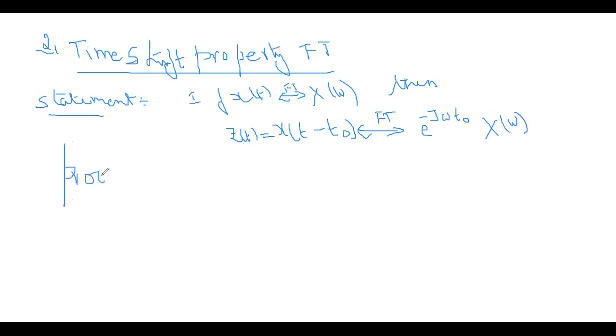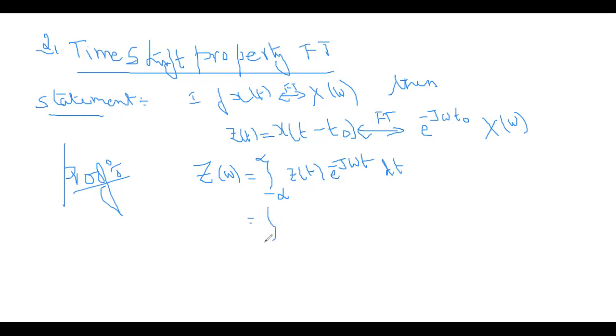I am taking the proof here. We know z of omega is equal to the formula for the Fourier transformation, the integral from minus infinity to infinity of z of t e power minus j omega t dt. What is z of t? It is given as x of t minus t naught, so the integral from minus infinity to infinity of x of t minus t naught e power minus j omega t dt.